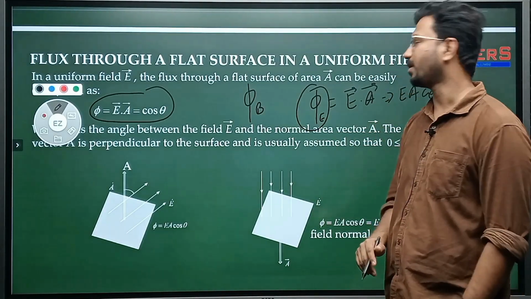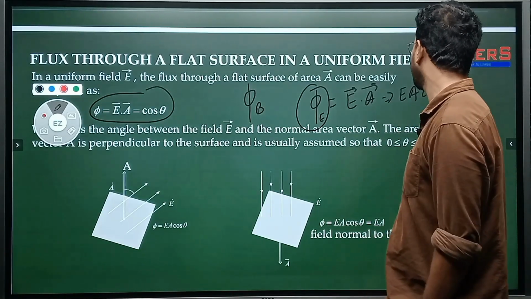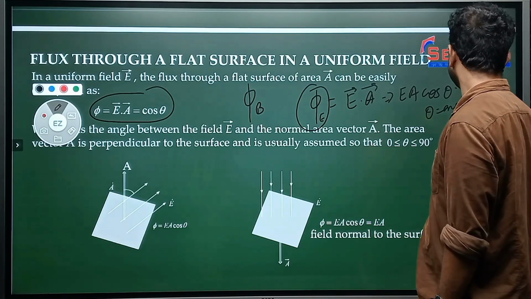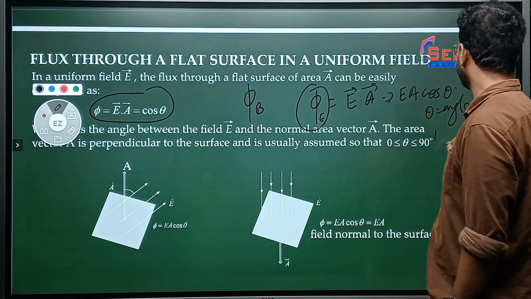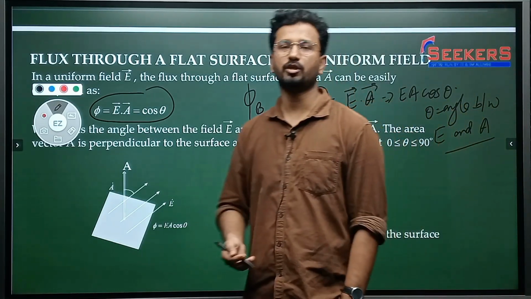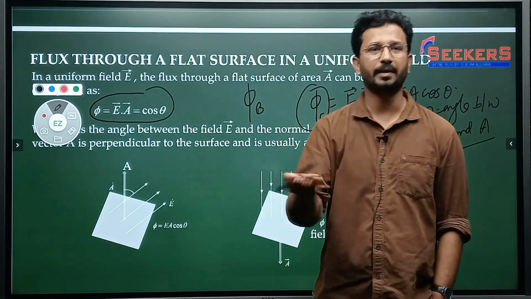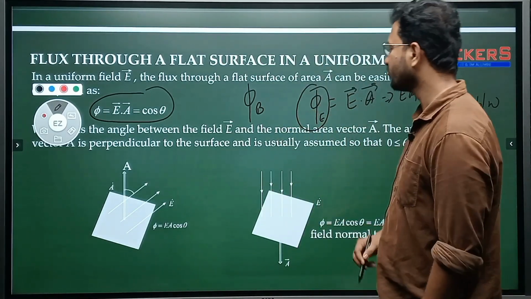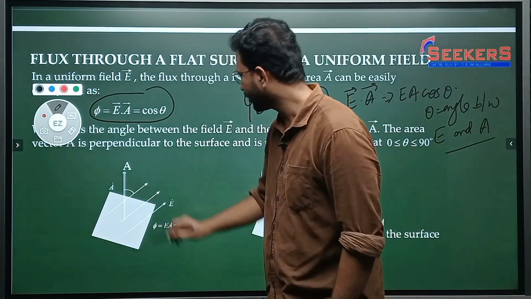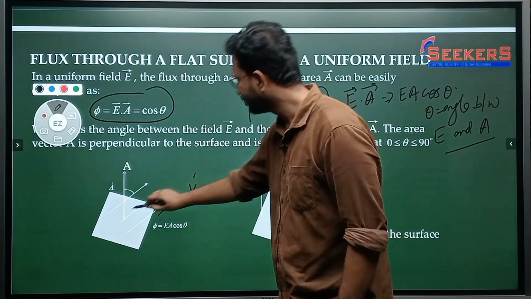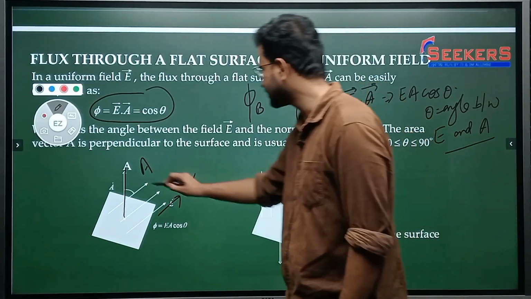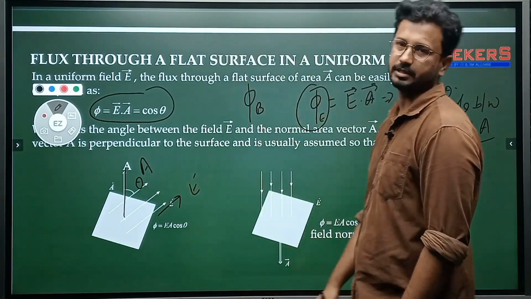So we are discussing electric flux. It's a dot product of electric field and area, which becomes EA cos theta. Now, what is this theta? This theta is the angle between the electric field and the area vector. The direction of the area vector is perpendicular to the surface of the area. In this diagram, this is any surface, this shows the direction of the electric field, and this shows the direction of the area vector, perpendicular to the surface. The angle between them is theta, so flux will be EA cos theta.